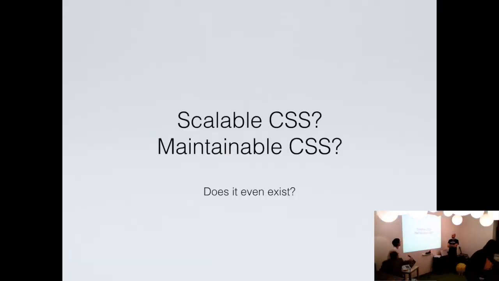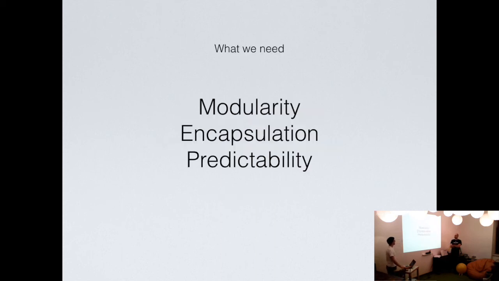Actually, what's scalable CSS? What's maintainable CSS, and does it even exist? Well, it kind of does. So what do we need for CSS to be scalable and modular? For it to be modular, we just need to split it into components, and recycle components like building blocks, so we can build our whole website out of them.